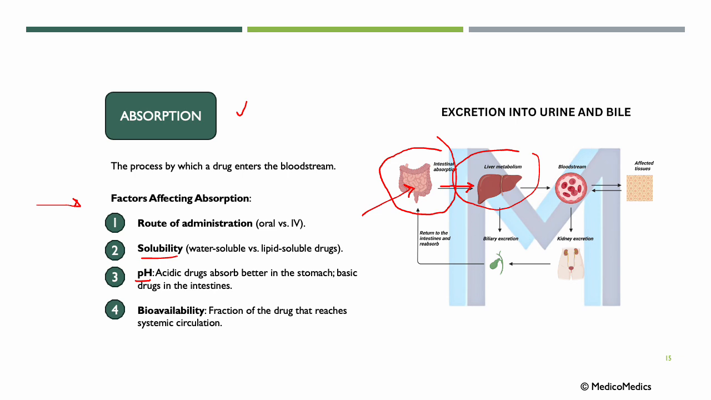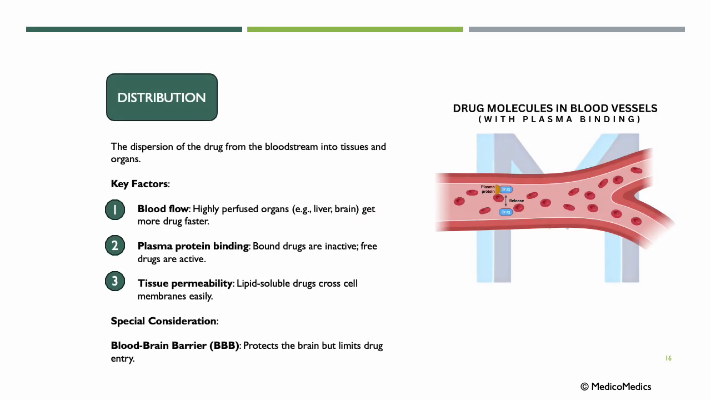Now, once the drug has been absorbed, how does it then travel to its destination? So let's go and explore distribution. Now, after absorption, the drug enters the bloodstream and begins the process of distribution, meaning its dispersion into tissues and organs. Now, this will depend on several key factors.